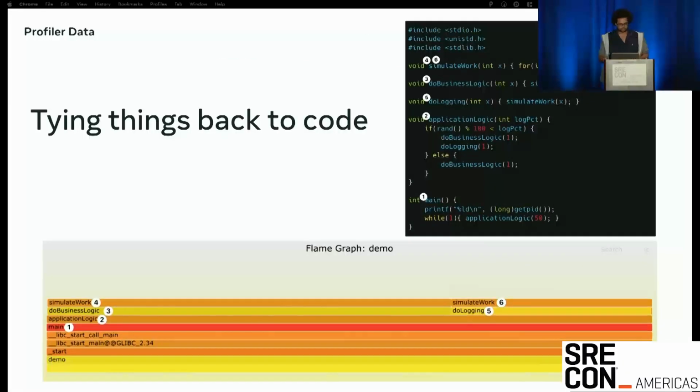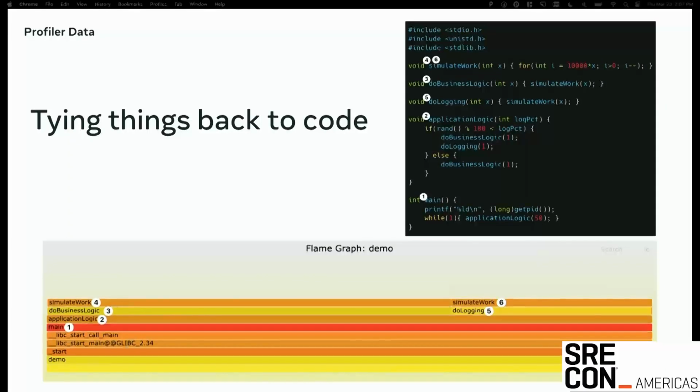This is the program profiled in the prior slide. This program, demo.c, will either call doBusinessLogic or doBusinessLogic and do logging. Both these functions simulate equal amounts of work. Do logging is called half the time. The annotations on the code here correspond to those on the flame graph, showing how much of our runtime footprint each function call is consuming.